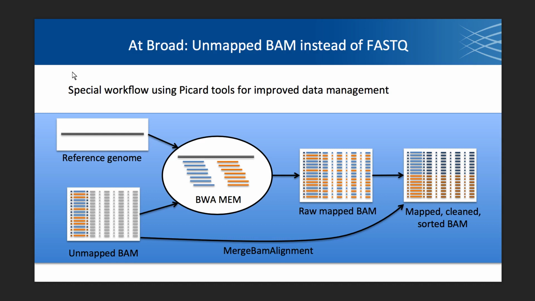But that mapped BAM, of course, will not have any of the metadata because we went to FASTQ. And so we merge it together with the original file using this program called MergeBamAlignment. So now we have a mapped and annotated BAM file. We sort it, we get a sorted file. And now our sorted file has the metadata and has the alignment information.